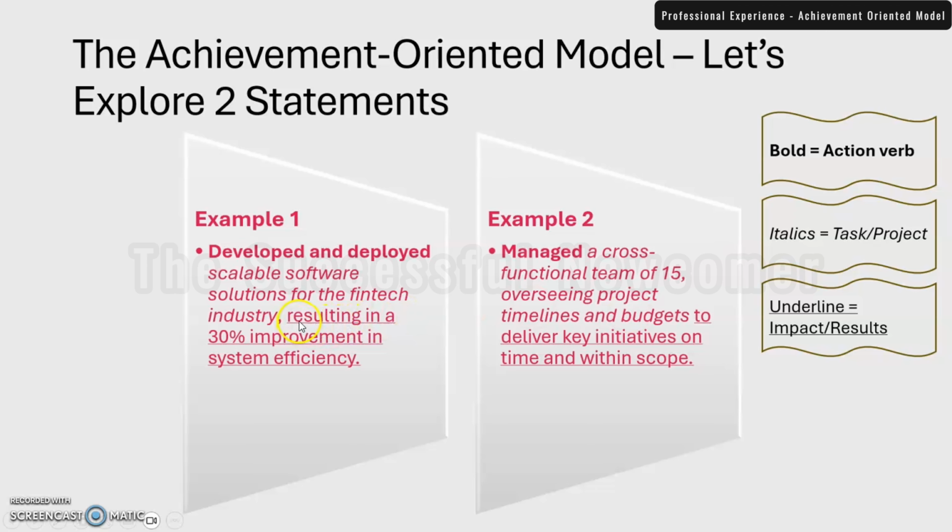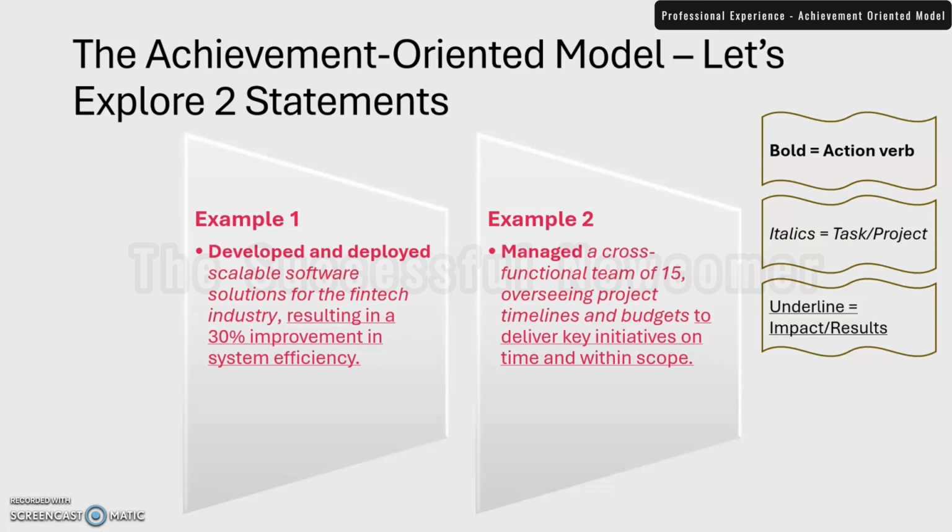So if you look at this now, it talks about a 30% improvement in system efficiency. The second example talks about delivering key initiatives on time and within scope. Very key, very important to highlight these three parts so that you will be able to answer that so what question. Again, the so what question.